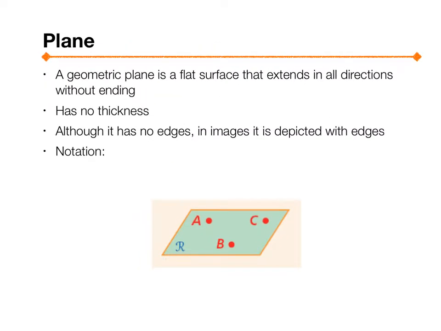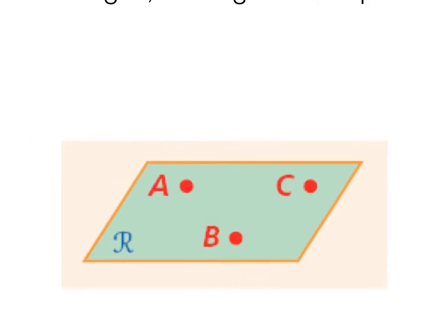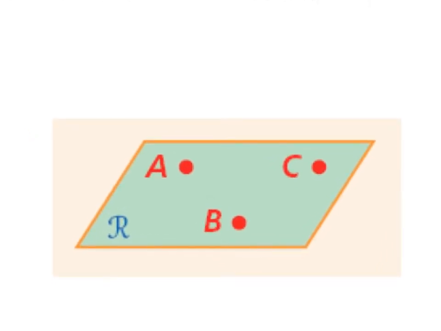Now we move on to planes. A plane is a geometric figure that is a flat surface extending in all directions without ending. It has no thickness, and although it has no edges, in images it's depicted with edges. So in this picture, you can clearly see that it's a box. It has orange edges. But in reality, planes extend on forever and ever. So it's a flat surface. It would be like this piece of paper, a flat surface, but it extends on forever and ever. Okay.